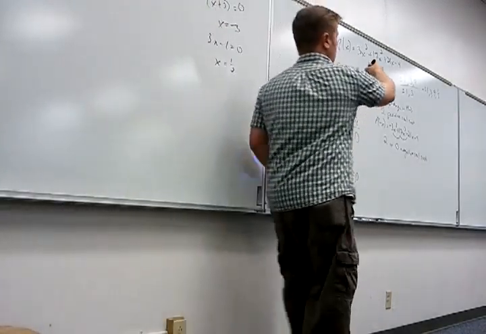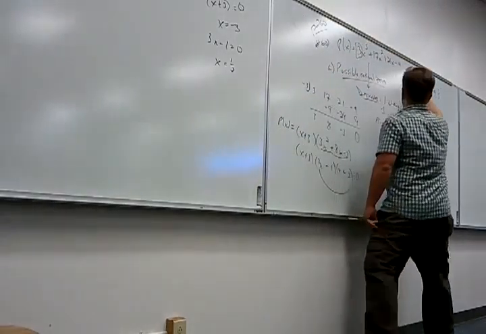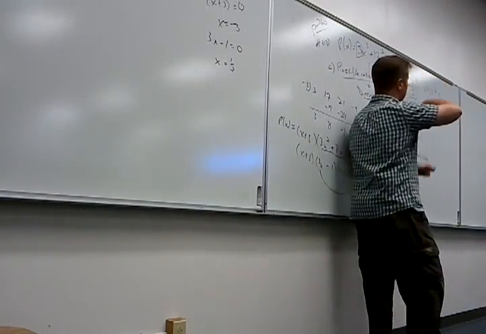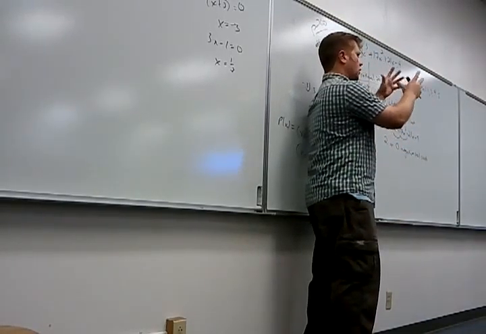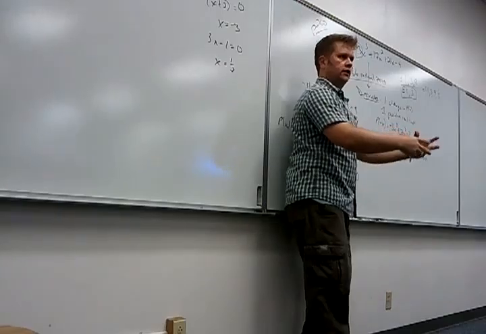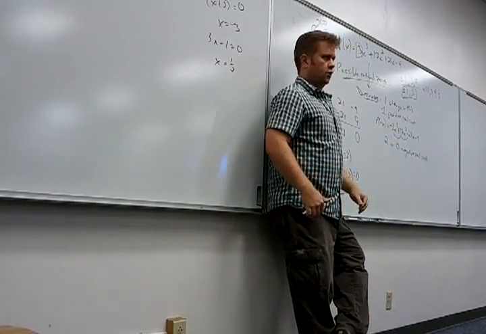Alright. And that kind of explains why this should lead to the possibility of rational roots, because anytime I have a number out front like this, it is going to have a piece that could be 3x and 1 or something. It's going to give you a fractional answer. Alright, cool.